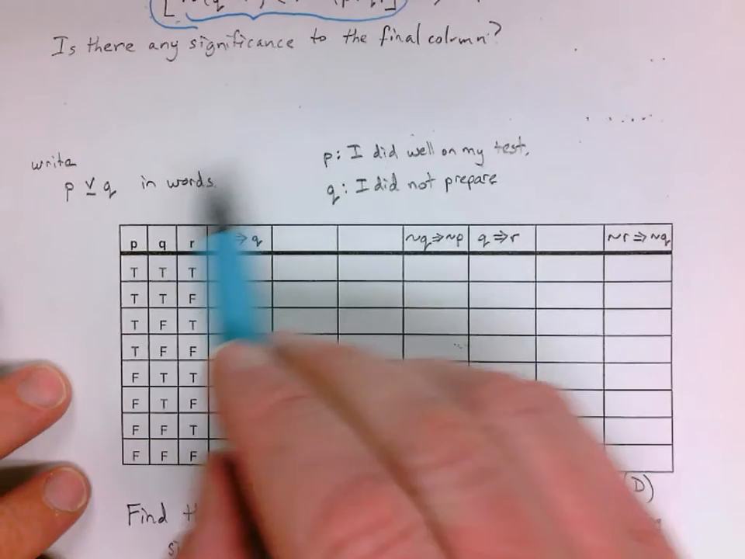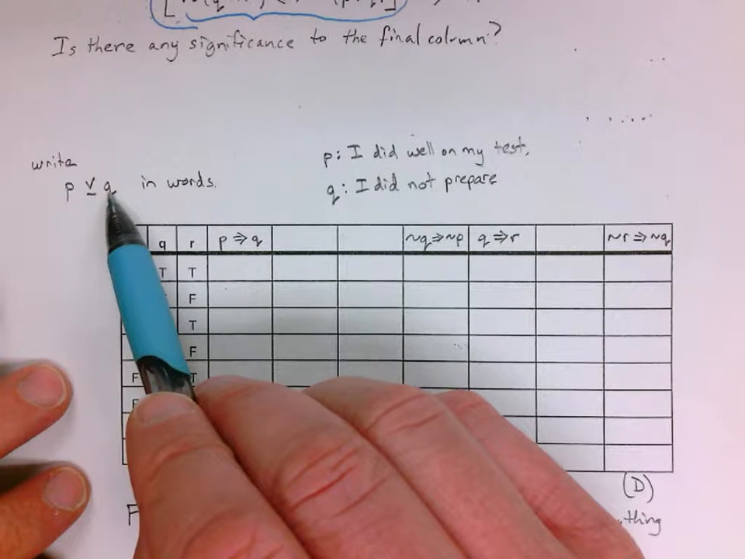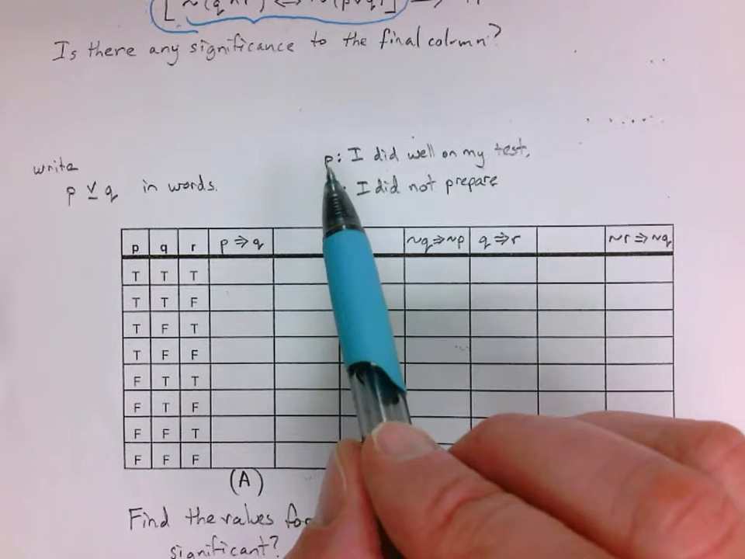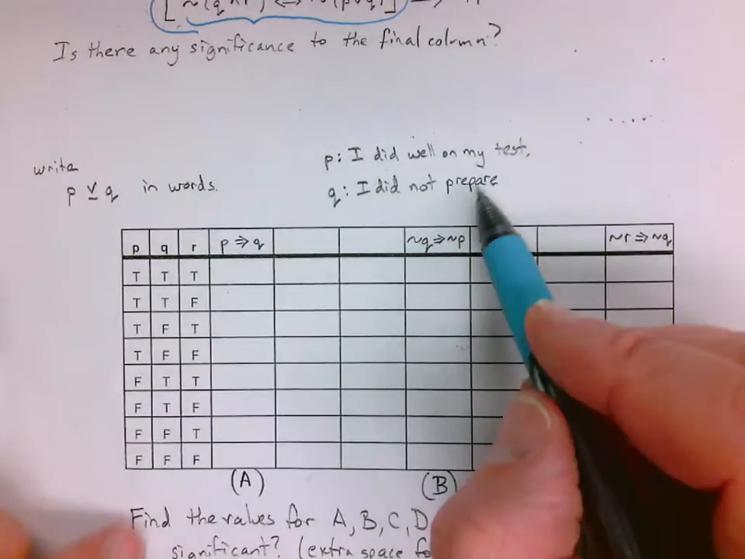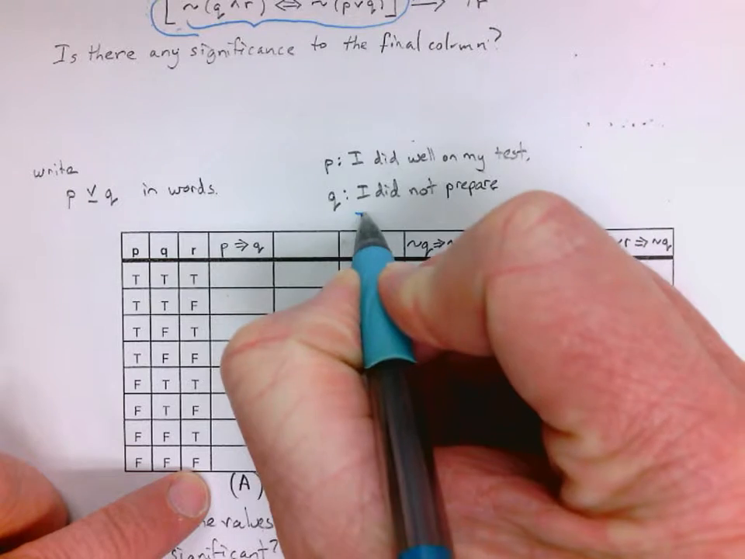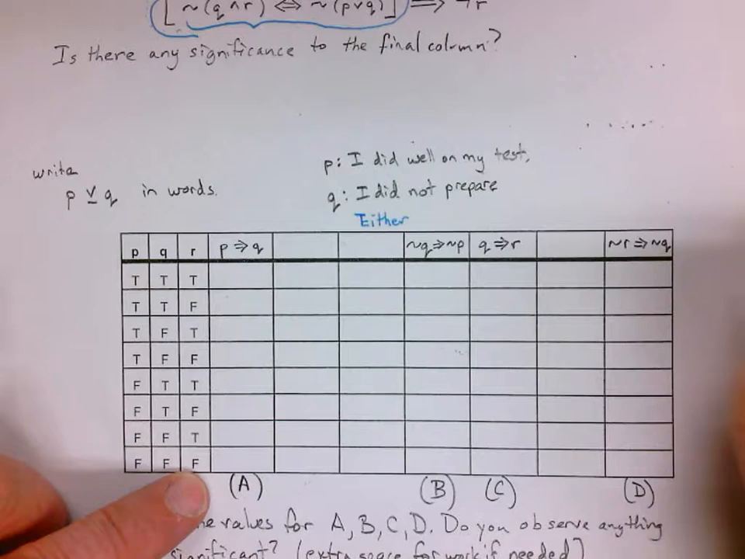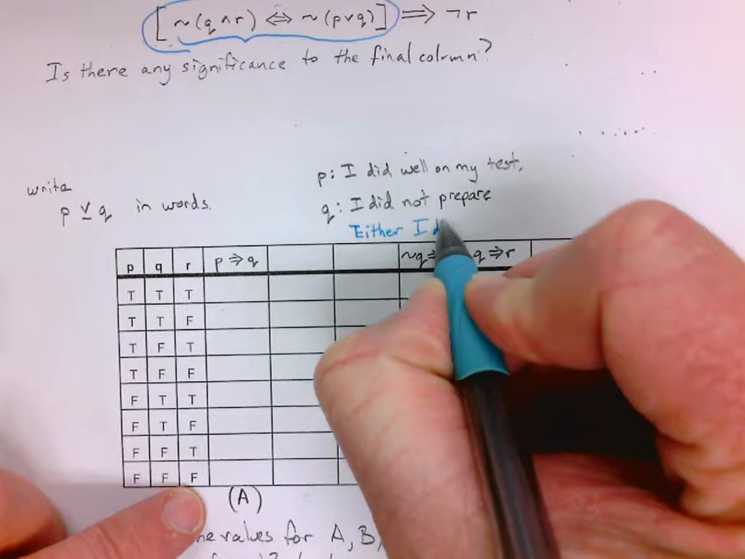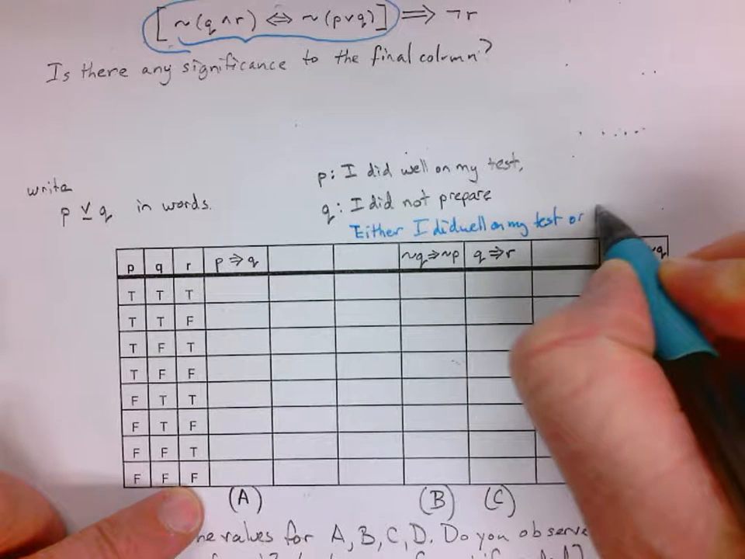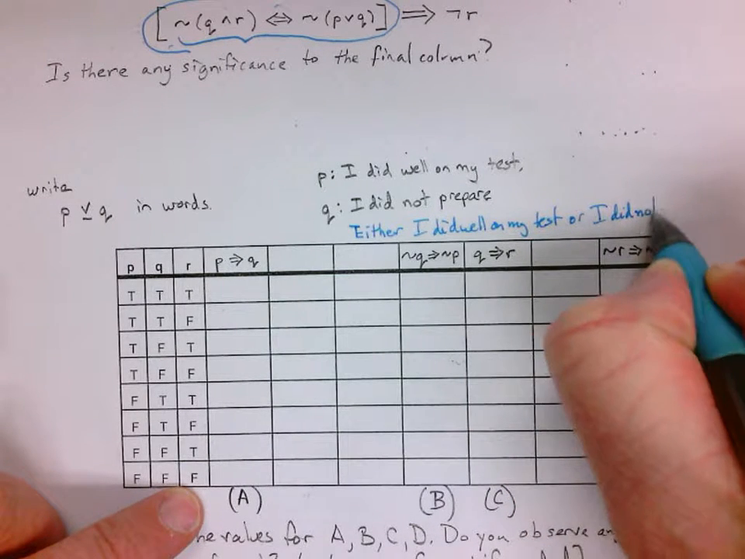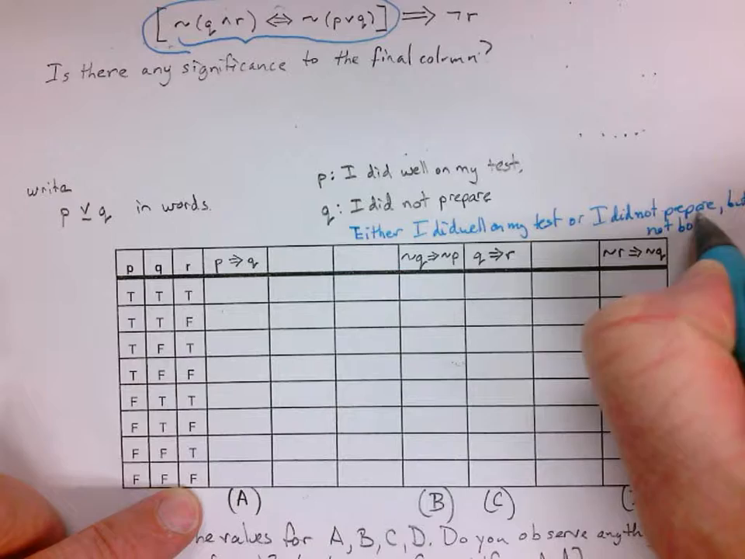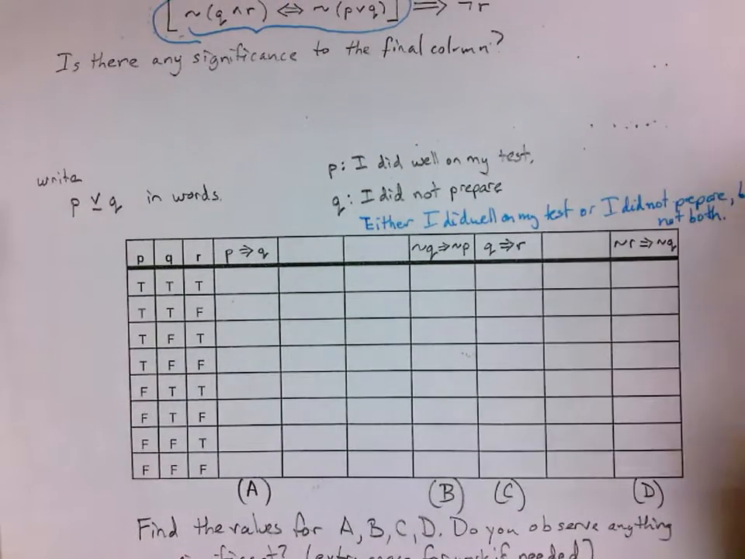This is P or Q, but not both. So we're talking about I did well on my test, or I did not prepare, but not both. Sometimes it's easier to put in either-or. Either I did well on my test, or I did not prepare, but not both. Weird. You can't do well on your test and not prepare is what this is saying.